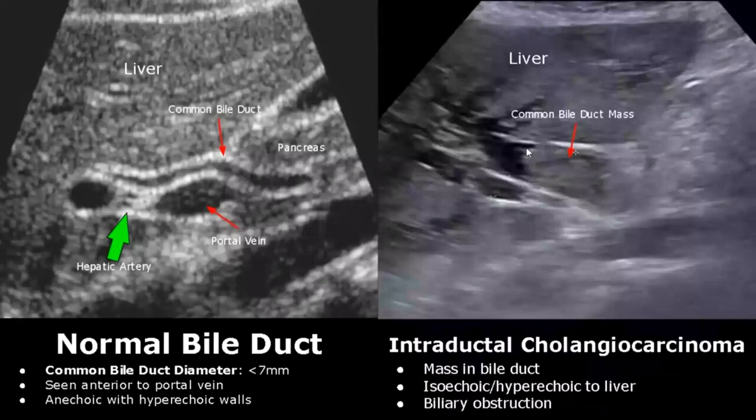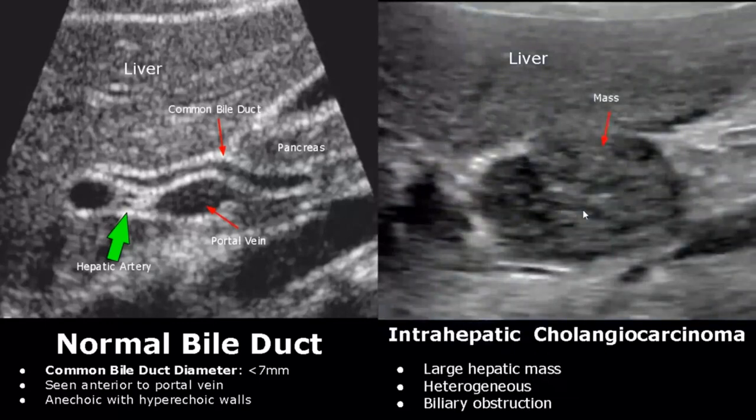Cholangiocarcinoma refers to bile duct cancer. The first type is intraductal cholangiocarcinoma. A mass is seen in the bile duct. It can either be isoechoic or hyperechoic to liver. The bile duct is obstructed as well.